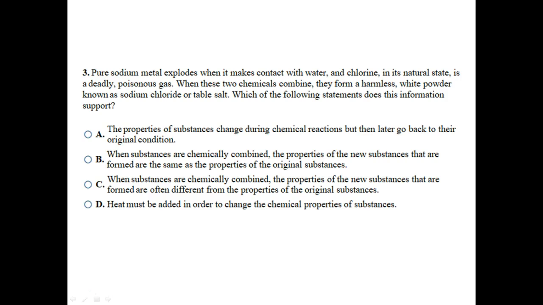A. The properties of substances change during chemical reactions, but then later go back to their original condition. B. When substances are chemically combined, the properties of the new substances that are formed are the same as the properties of the original substances. C. When substances are chemically combined, the properties of the new substances that are formed are often different from the properties of the original substances. Or D. Heat must be added in order to change the chemical properties of substances.